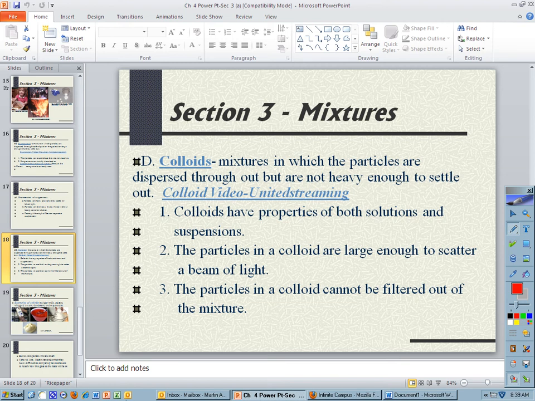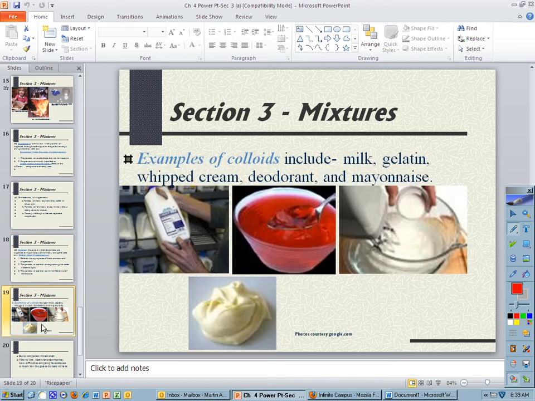For example, here is our list of example colloids. Milk would be solids in a liquid. Gelatin is solids in a liquid. Whipped cream is solids in a gas, because there's air in the whipped cream. Deodorant is solids in a gas. Sometimes it's solids in a liquid, it depends on the brand of deodorant that you've got. Mayonnaise is a liquid in a solid.